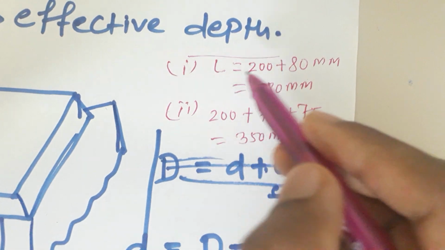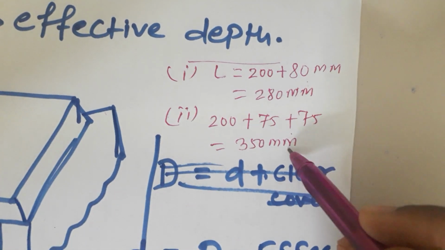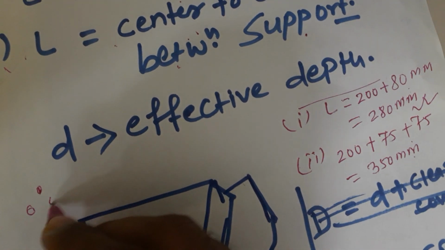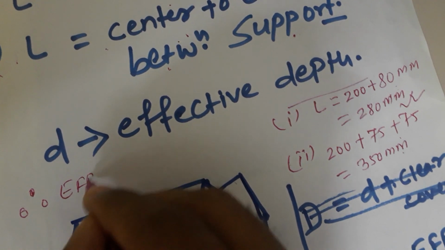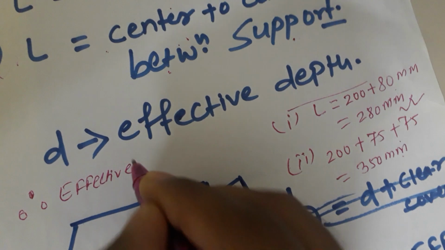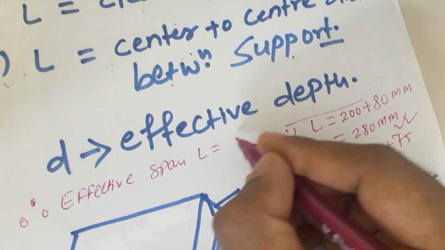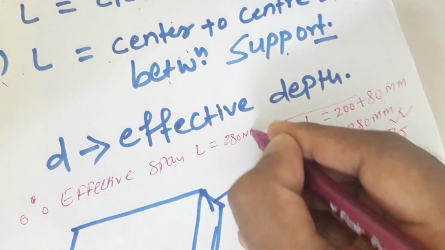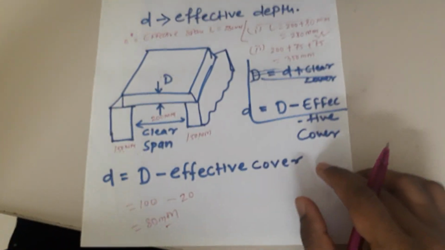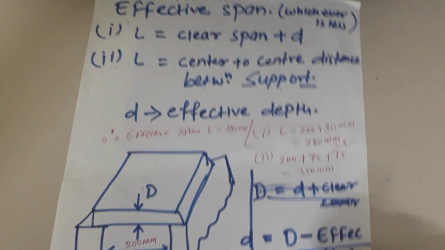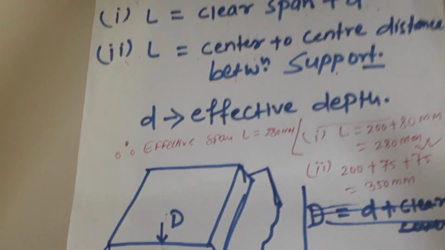So according to this condition, whichever is less, 280 mm is less. Therefore, the effective span will be 280 mm. This is just one example of how to calculate effective span in a slab.